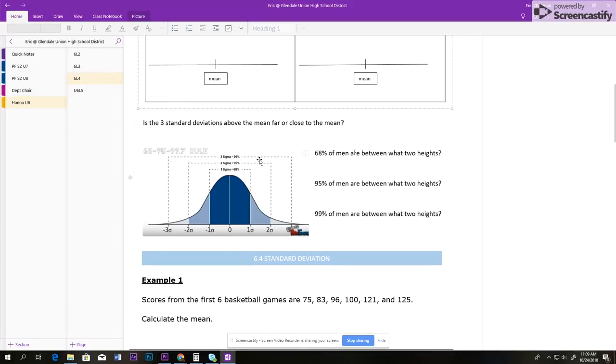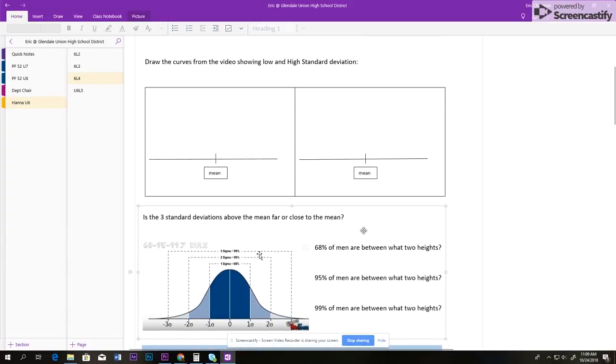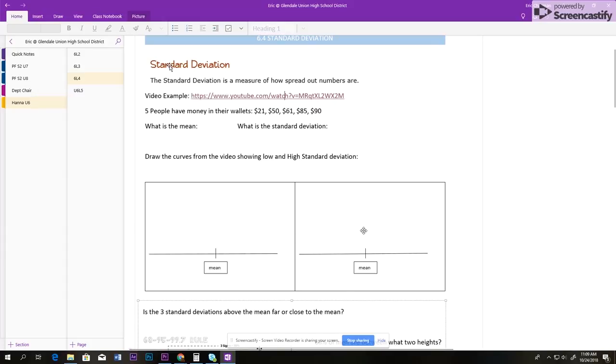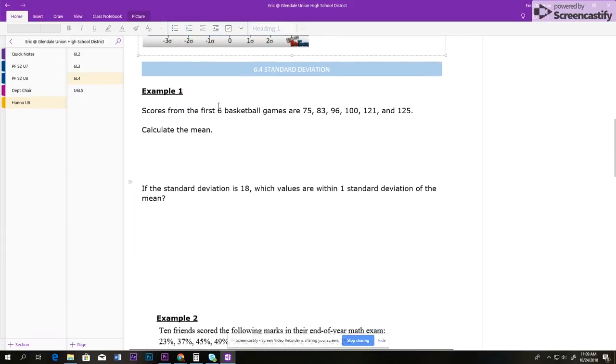All right. 68% of men are between what two heights? Okay. Well, answer these from the video. And then we will just jump right into the lesson. All right, so let's take a look at our lesson 6.4.